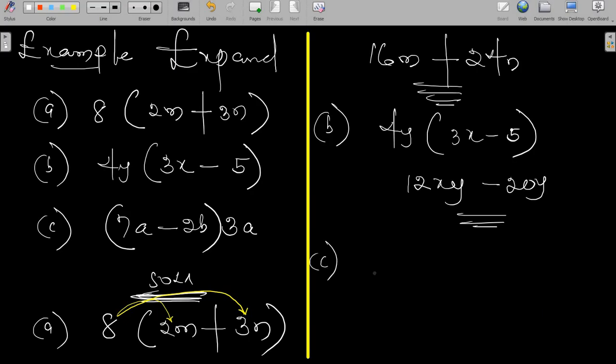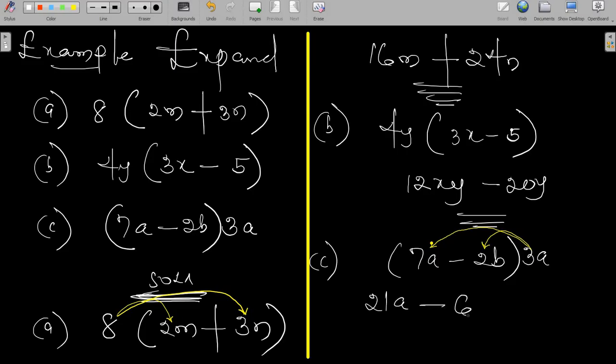So let's go to the third one again. Let's say we are given 7a minus 2b, then this is 3a. So what will happen again? The same method. Use this 3a to multiply by this 7. Use the same 3a again now to multiply by this 2b. So we move on. So we have it to be 21a minus 6ab. And actually that is the answer to that question.